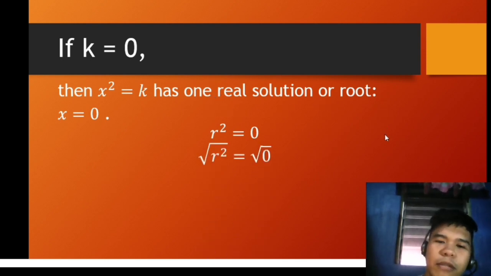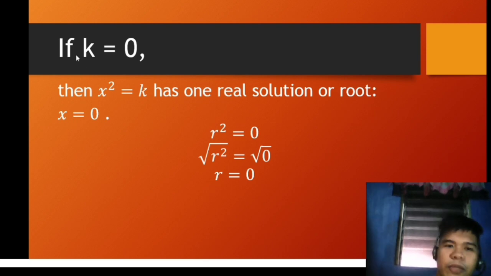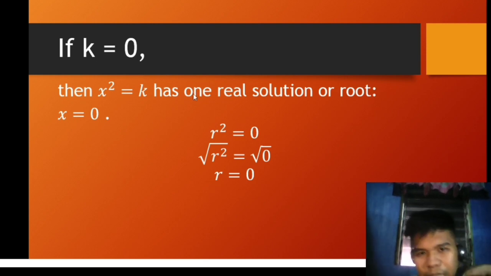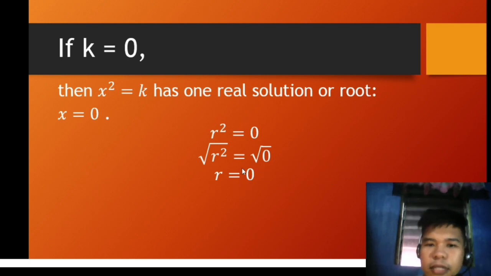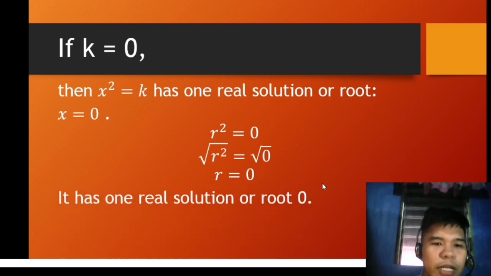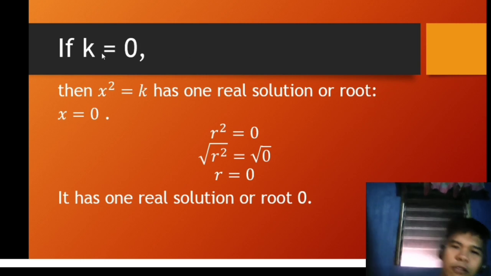In the same manner, we get the square root of both sides of the equation. That is simply equal to r equals 0. So if the value of k is 0, you will get only one real solution or root, and that is 0. Therefore, it has one real solution or root, which is 0. This always happens if the value of k is equal to 0.